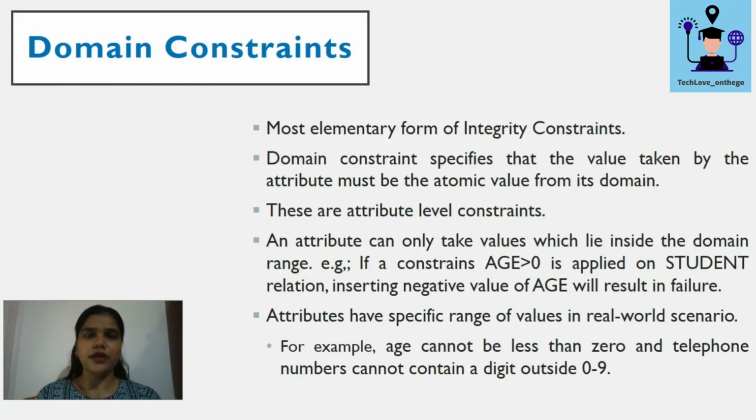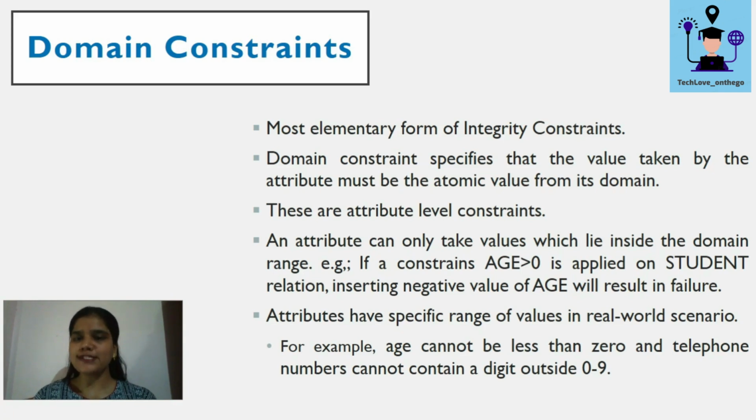Domain constraint. Most elementary form of integrity constraint. Domain constraint specifies that the value taken by the attribute must be atomic from its domain. So whatever values you are taking in any attribute, that should be from the domain of that attribute. Okay, that we have already discussed. And one more thing, the value should be atomic, it should not be divisible. These are attribute level constraints because they are applied on the individual attribute. An attribute can only take values which lie inside the domain range.